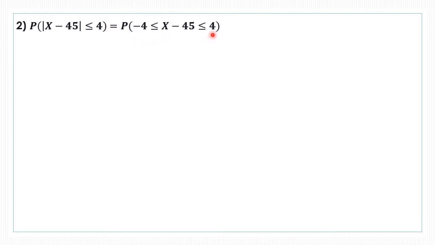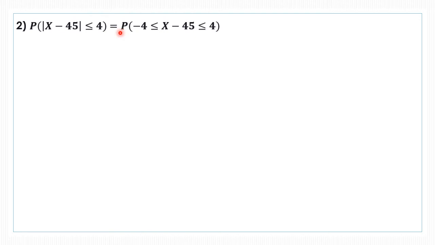That means if I remove the modulus here, according to my modulus theory, I get two options, negative 4 and positive 4, and that means x minus 45 is between negative 4 and positive 4. So negative 4 less than or equal to x minus 45 less than or equal to 4.